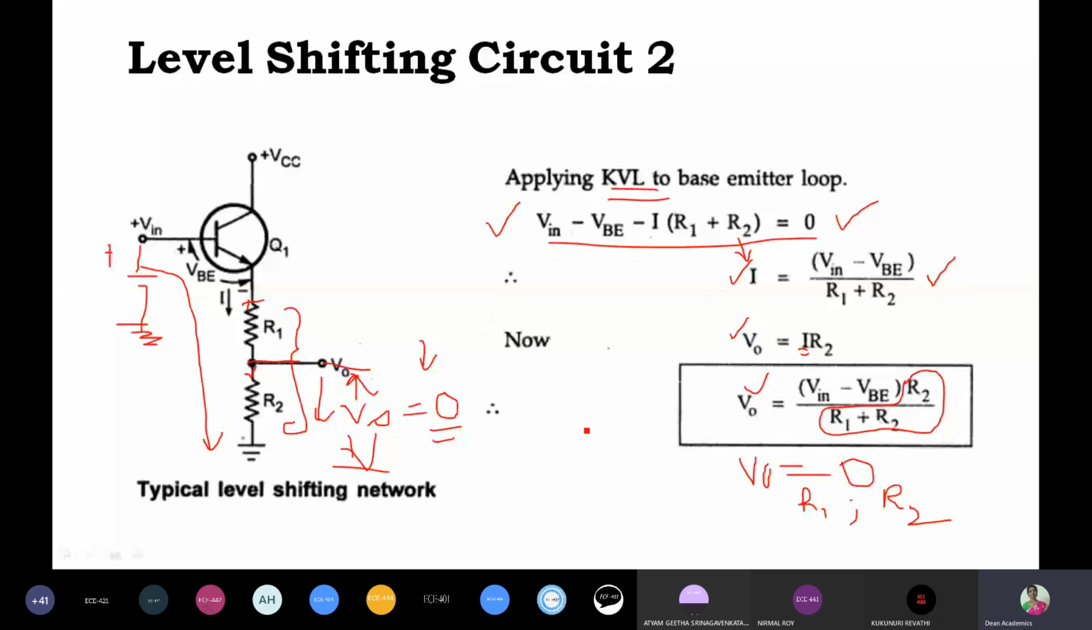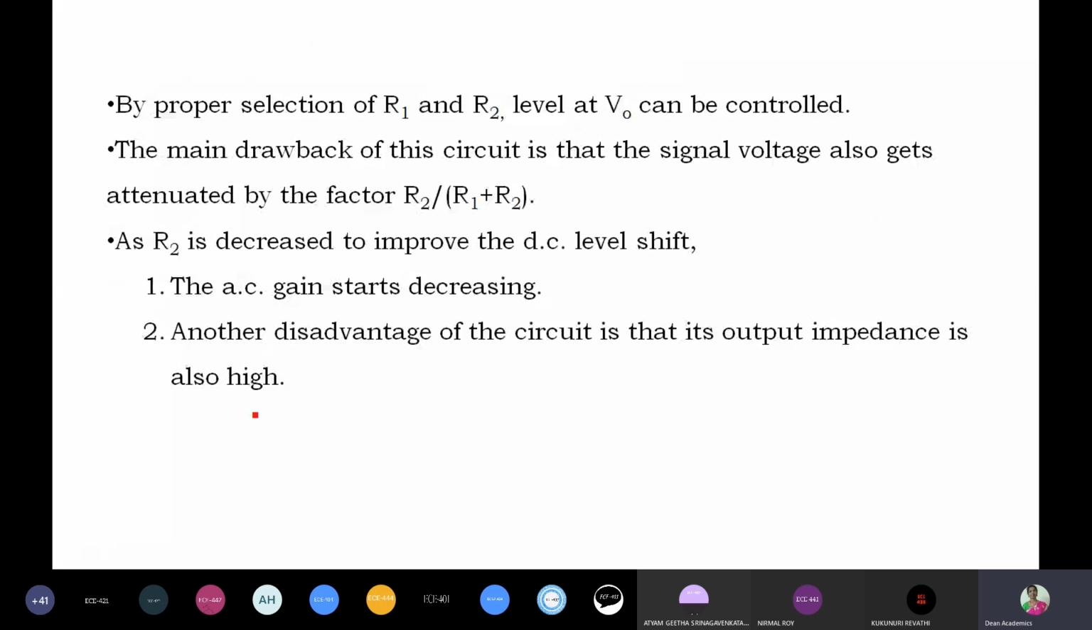Because of that, there are some disadvantages. So we want to make this 0, right? So is this circuit clear to you? Is this circuit clear? Yes. Okay. With this arrangement, we have some disadvantages. Let us see those disadvantages.